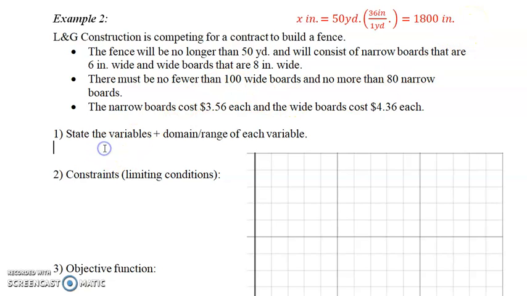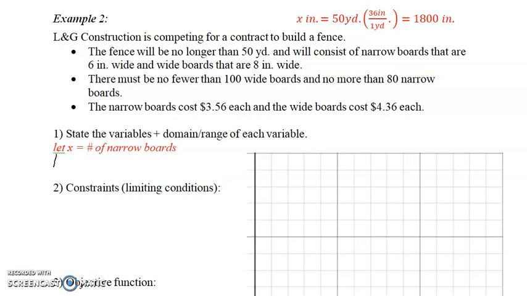We're going to state the variables. The narrow boards come first. It doesn't matter the order in which you do that, but I'm going to let X equal the number of narrow boards. You can just say narrow, but I'm letting you know exactly what it means. And let Y equal the number of wide boards.